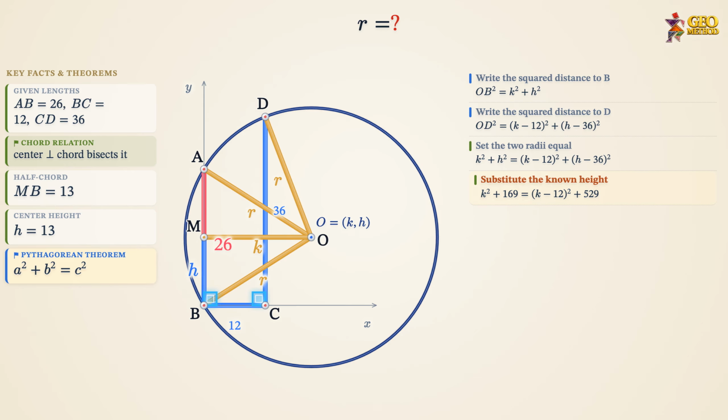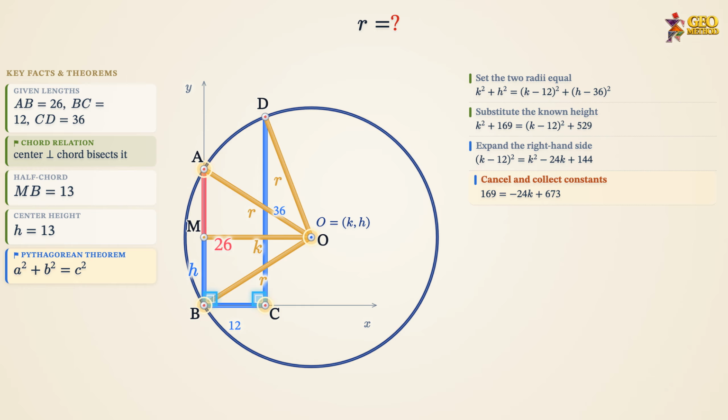Substitute h equals 13. Then h squared is 169, and 13 minus 36 is negative 23, whose square is 529. The height is now baked into the equation. Expand (k minus 12) squared into k squared minus 24k plus 144. Writing it out fully is exactly what lets the k squared terms on the 2 sides meet and cancel.